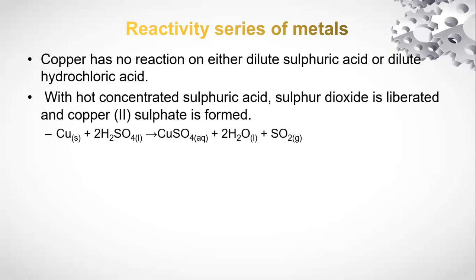Now with hot concentrated sulfuric acid, sulfur dioxide is liberated and copper(II) sulfate is formed. As you can see, copper plus hot concentrated sulfuric acid gives copper sulfate plus water, plus sulfur dioxide.